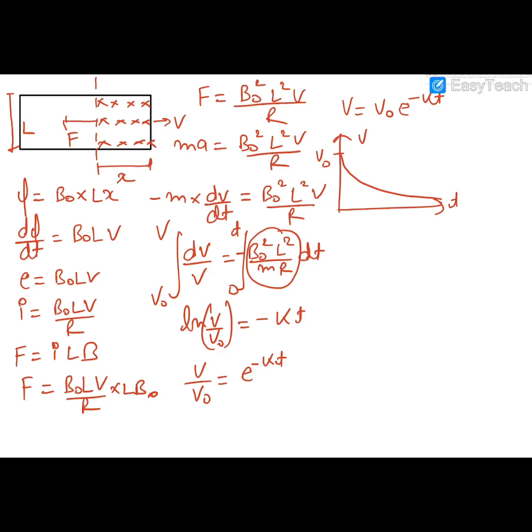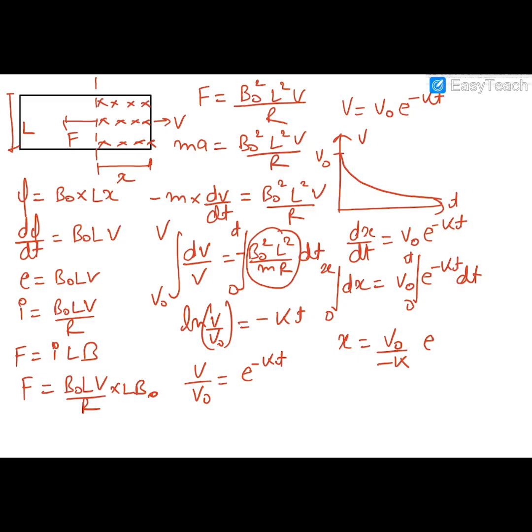So let us see, we can write velocity as dx by dt. So it would be v naught e to the power minus kt. So dx will be equal to v naught e to the power minus kt dt, integrating both the sides, and the limit of x would be from 0 to x and from 0 to t. So x will be equal to v naught by minus k e to the power minus kt, and the limit of the time will be from 0 to t. So x will be equal to v naught by k and 1 minus e to the power minus kt.